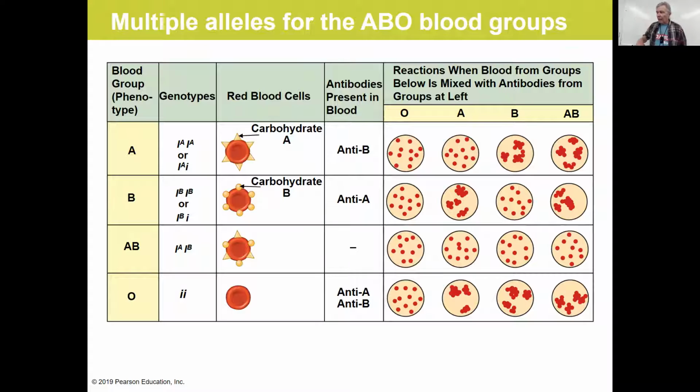But O has both antibodies in his blood, anti-A and anti-B. So O can only get O. Can't get A, can't get B, can't get AB. It'll cause agglutination and death. So O is the universal donor, can give to everybody, but can only get O. AB is the universal recipient. He can get blood from anybody and it will be safe.